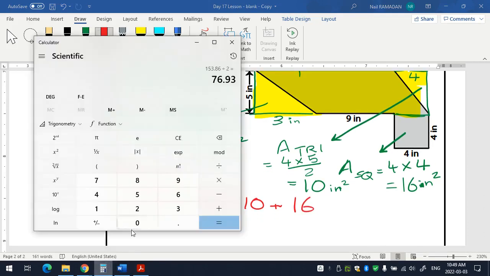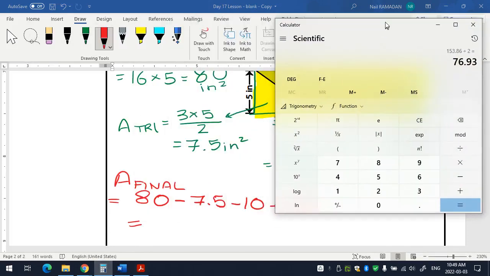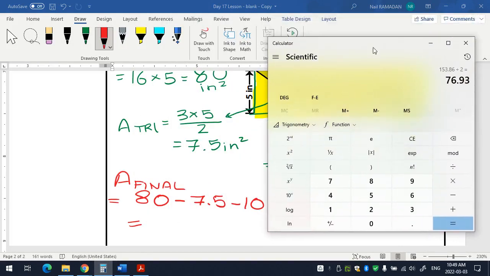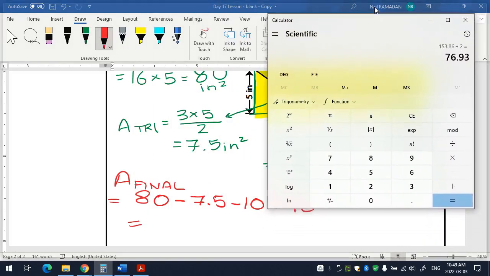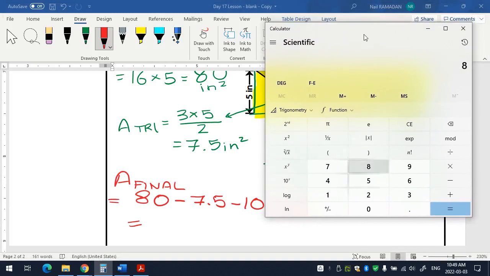Okay, let's do this here, everyone. I'm just going to show you how to do it. 80, subtract 7.5, subtract 10, add 16. 78.5 inches squared is the final area.